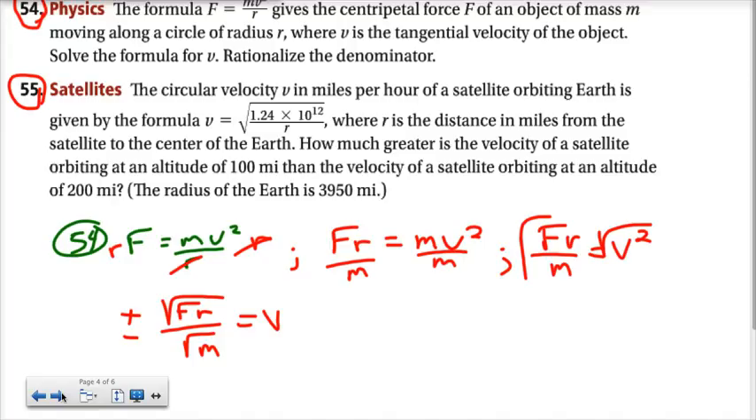And then what we wanted to do, they actually reminded us, rationalize the denominator. So what I'm going to have to do is multiply my denominator and my numerator by the square root of m so that I can get rid of that square root of m in my denominator. So that means we will have the square root of frm over the square root of m squared, which is just m. Throw a little plus or minus in front of that because velocity can be positive or negative. And we should be good to go. So plus or minus the square root of frm all over m equals velocity.